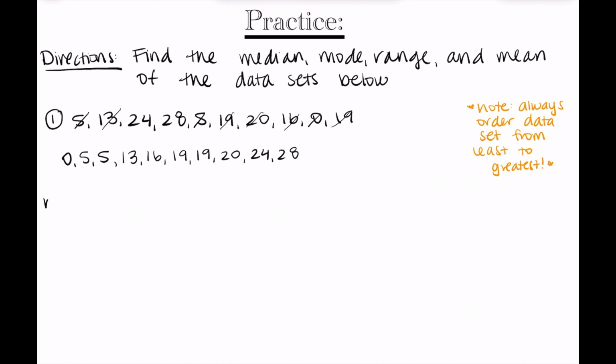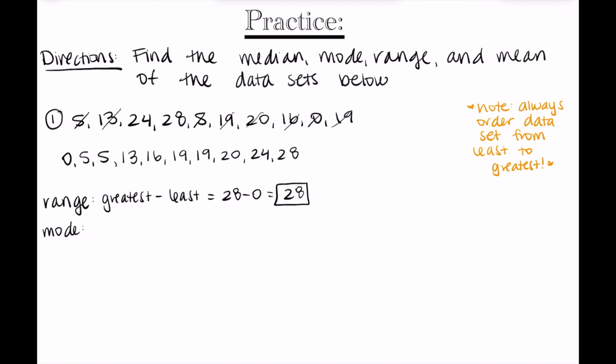So the thing I like to start out with is the range. And if you recall, the range is just the spread of our data. So we're going to take our greatest number and subtract our least number. In this case, that would be 28 minus 0. So our range is 28. Now that we've calculated our range, let's get into the mode.